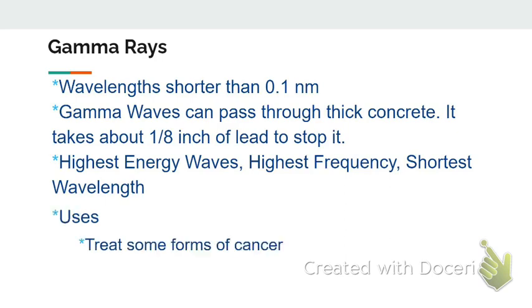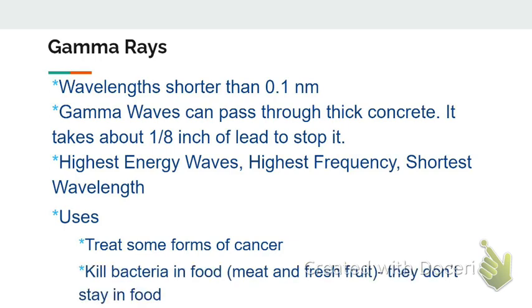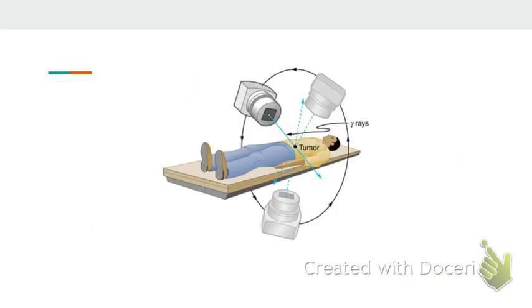There are some uses. We use them to treat some forms of cancer. We also kill bacteria in food, meat, and fresh fruit. They don't stay in the food, though. So if you are eating something that's been irradiated by gamma rays, it doesn't actually stay in the food and harm you. It just kills the bacteria.